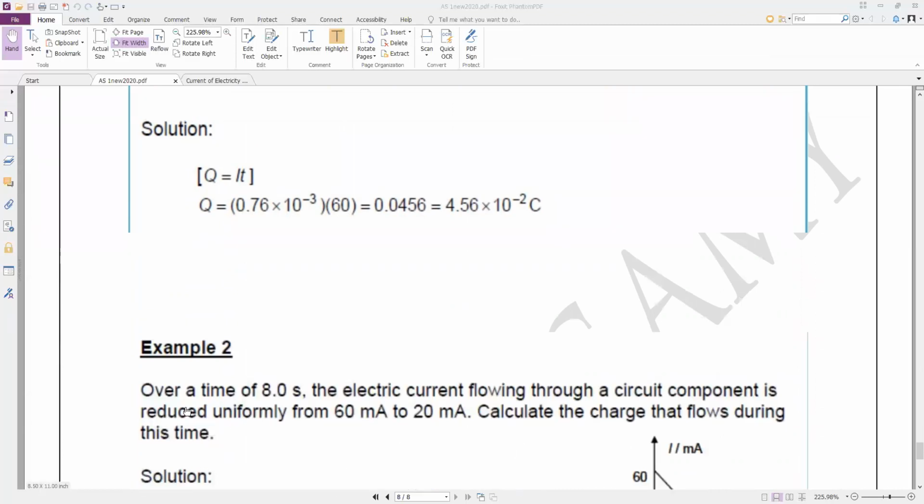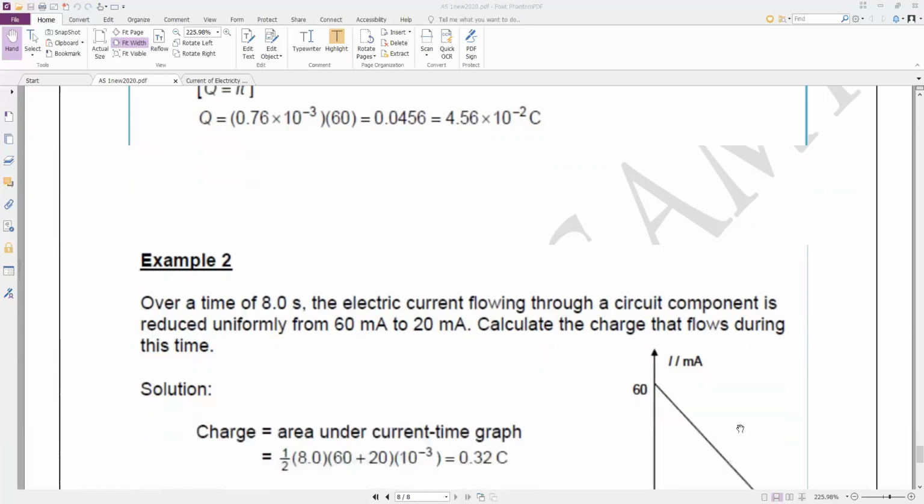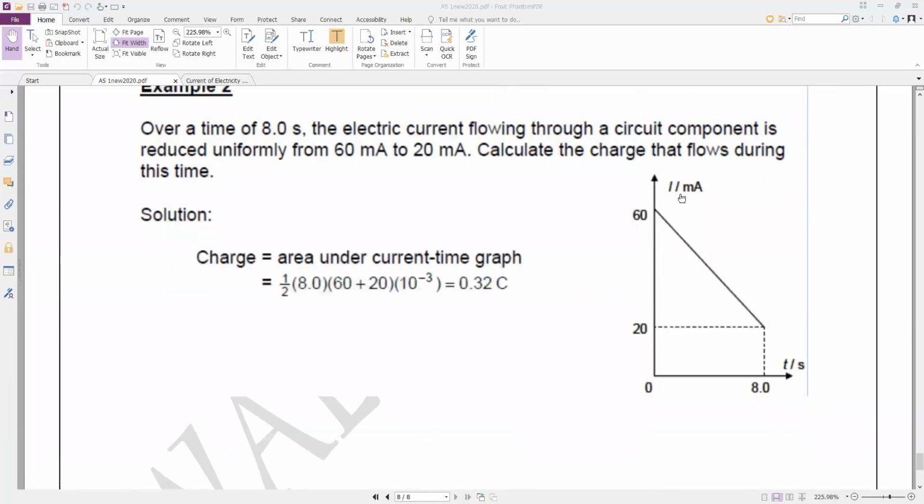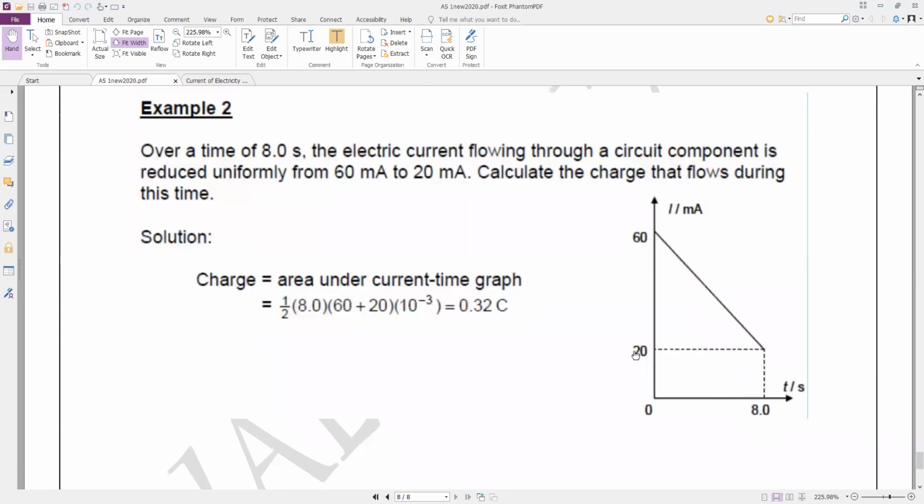Example 2. Over a time of 8 seconds, the electric current flowing through a circuit component is reduced uniformly from 60 milliampere to 20 milliampere. Calculate the charge that flowed during this time. How to calculate? Look at the diagram. The y-axis is current in milliamperes, and the x-axis is time in seconds. Take care that there is a reduction from 60 to 20. This is a triangle, and this is a rectangle.